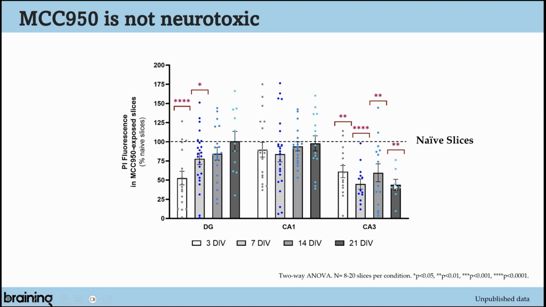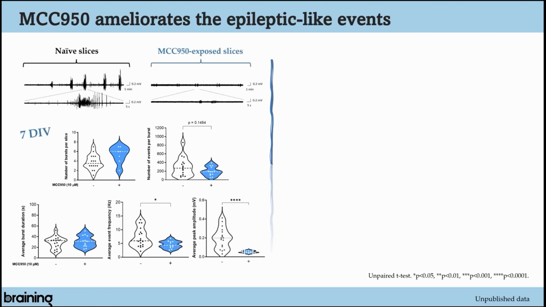And for the CA3 area, it seems that MCC 950 has an impact at day 3 that is sustained in time. So in the CA3 area, we have much less cell death than the one we have in naive slices.